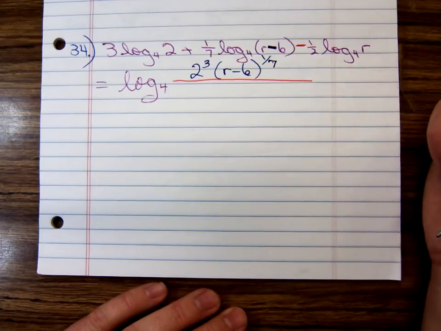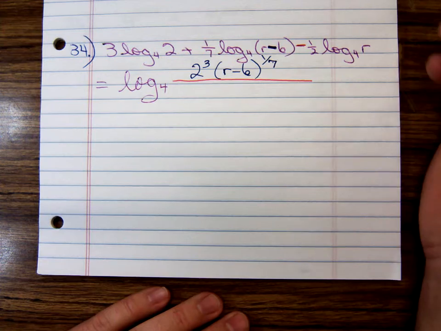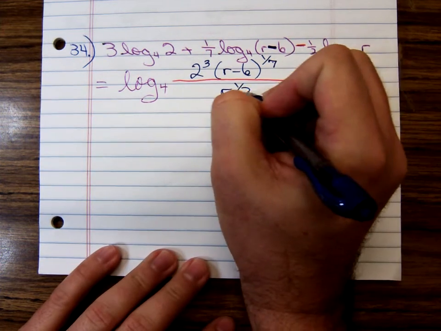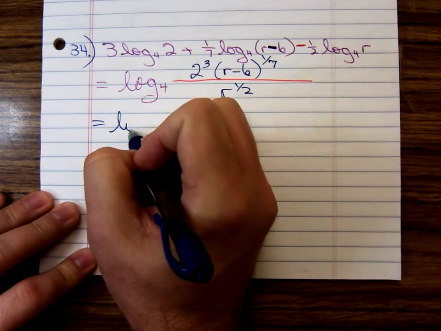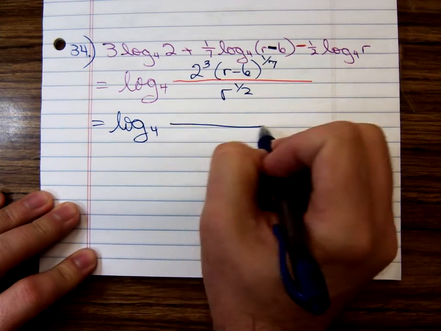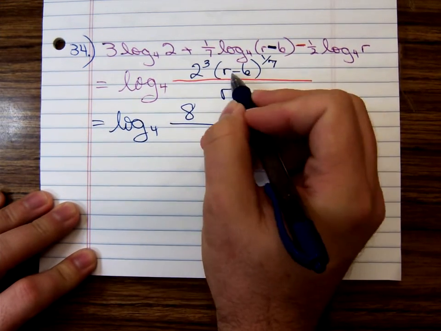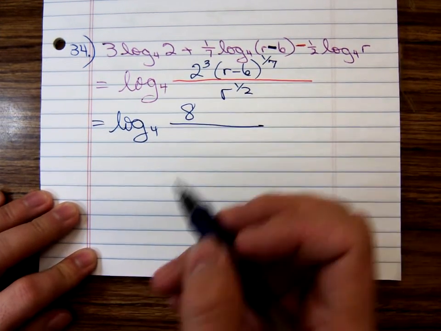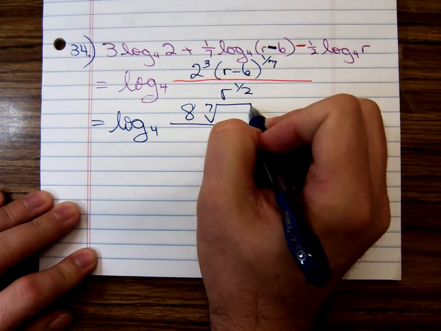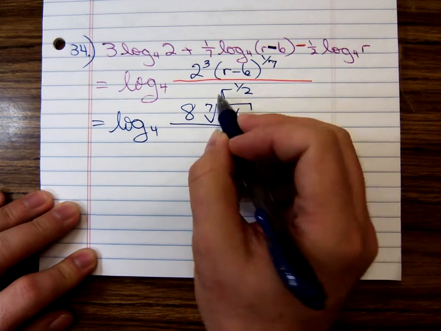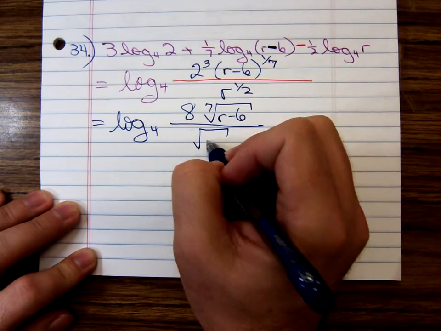On bottom? Okay, an r to the 1/2, which is the same thing as the square root of r. So 2 cubed is 8. R minus 6 to the 1/7, I'll write that as the 7th root of r minus 6. And r to the 1/2, that's the square root of r.